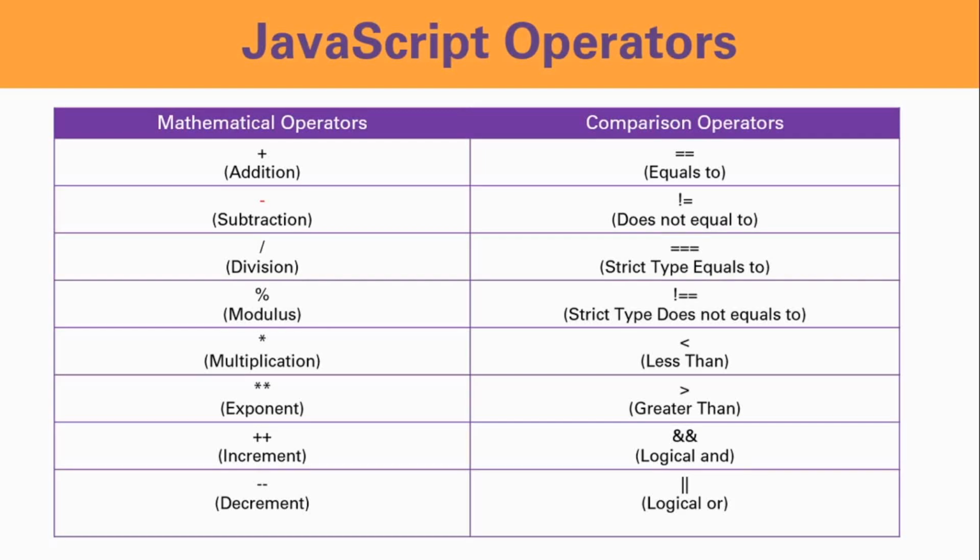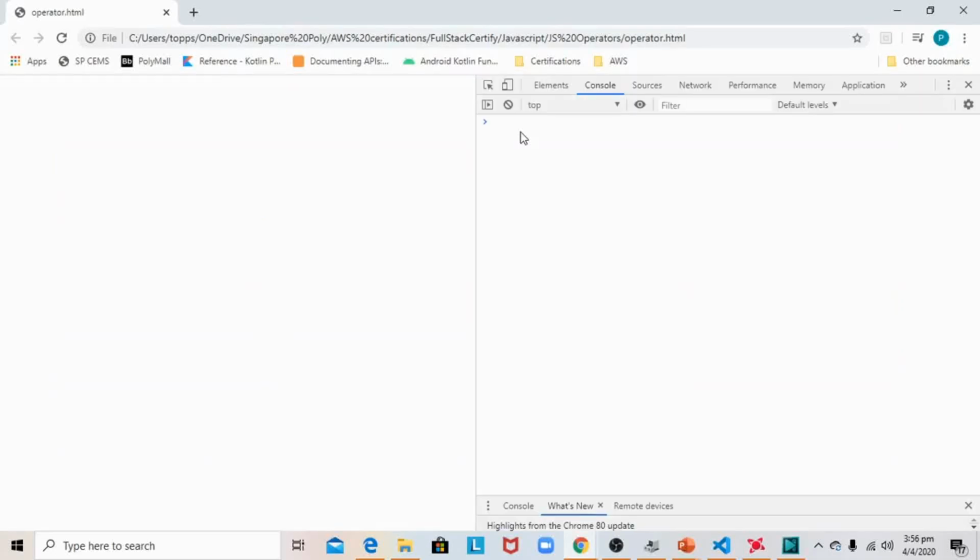So let's go through this. We will use the Google Chrome developer tools to explain the mathematical operators and the comparison operators. So let's start with the most simple operator. Plus sign, 5 plus 5, and that is 10. 10 minus 2, that's 8. 2 times 4, that's 8. 2 to the power of 3, that's coming as 8.